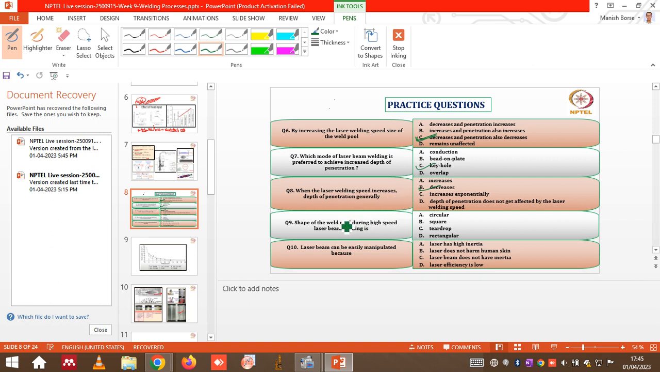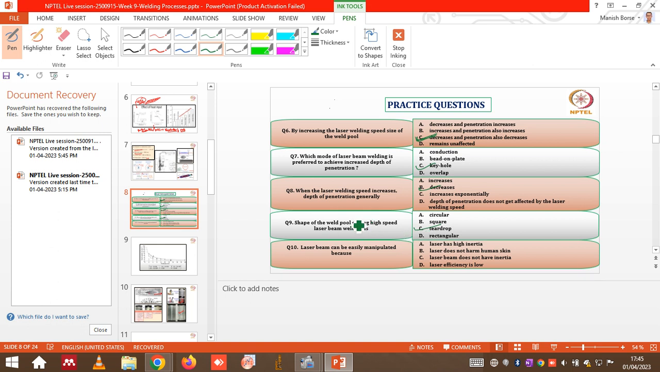And in the ninth question they ask about the shape of the weld pool during high speed laser beam welding. As we have seen in the macrograph, the shape of the nugget or weld pool is like a teardrop shape.